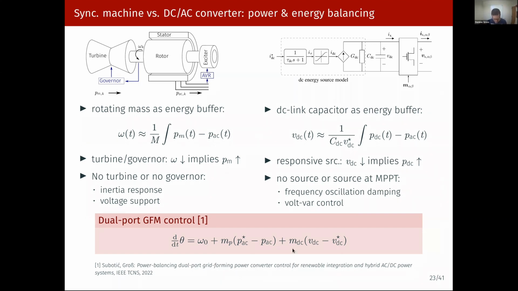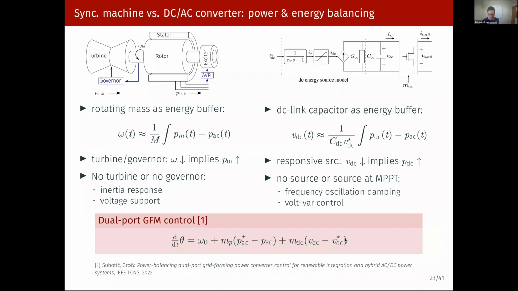So here's the controller that we have, where you adjust the frequency of the voltage waveform that the converter is putting onto the grid, depending on the mismatch in the power injection and the mismatch in the DC voltage from its set point. We're calling this dual port grid forming control because it's aiming to stabilize the voltage on both sides, both on the DC and on the AC side. There are many variations of this. You see this is basically droop plus a DC voltage control term, if you're familiar with these types of controls.